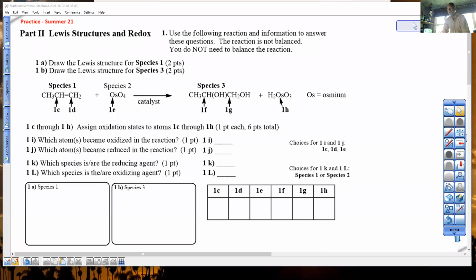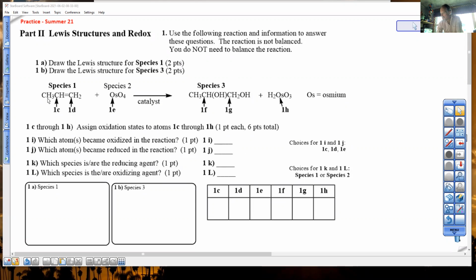With that in mind, I want to give you a sneak peek at something that looks very similar to a part 2 question on your exam coming up. What we have here is part 2, Lewis structures and redox. Yours will look exactly like this, with the boxes in the same places and these blanks in the same places. The molecules will change. That's it.